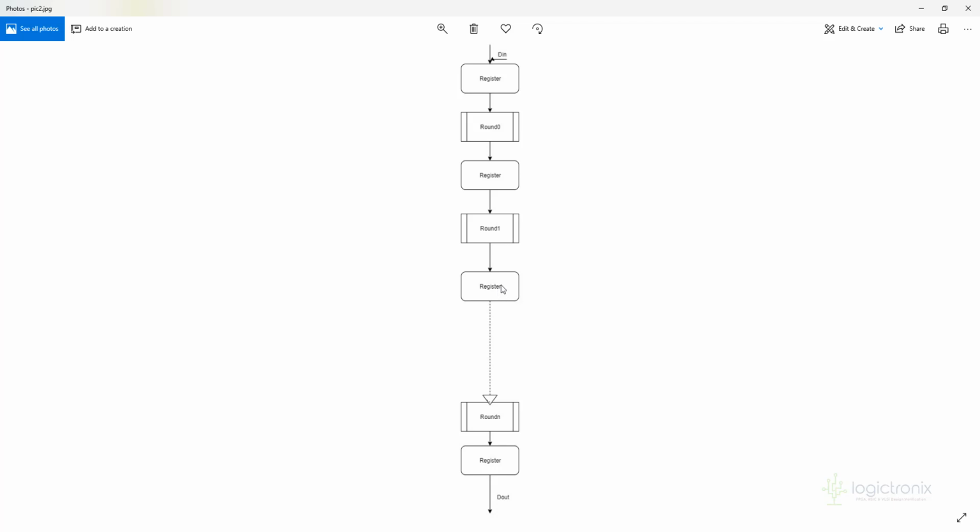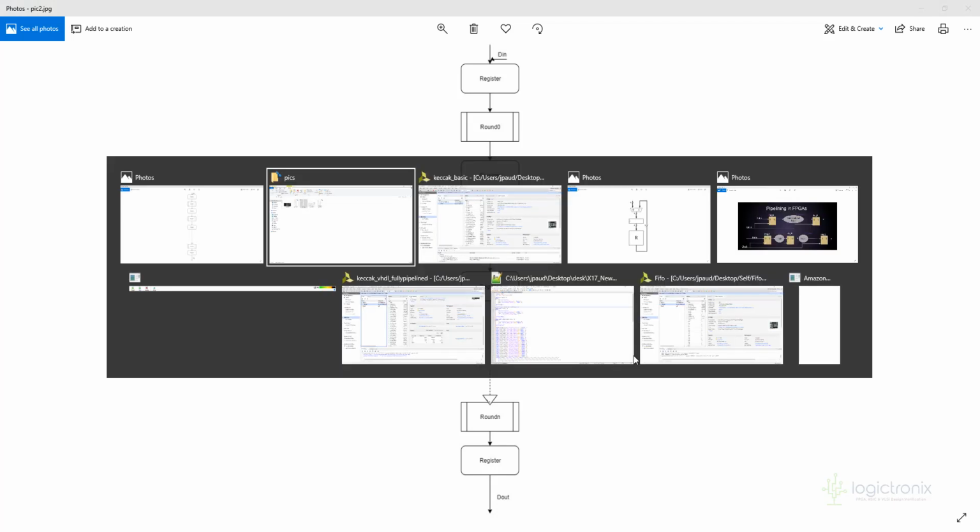If there is a long propagation path delay in these rounds, then we can simply add one more register and we don't have to worry about any timing issue. This is the simplest form, and there will be no timing issue with this sort of architecture. If you want to split the round, we can just put a register in between and it will just work fine.